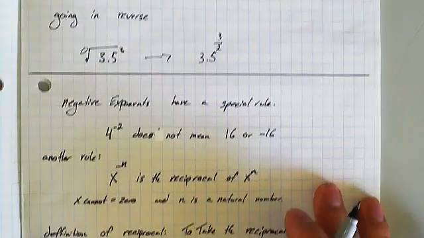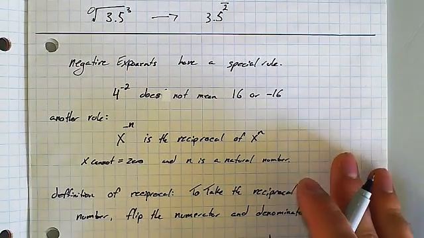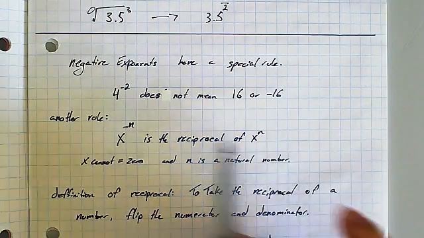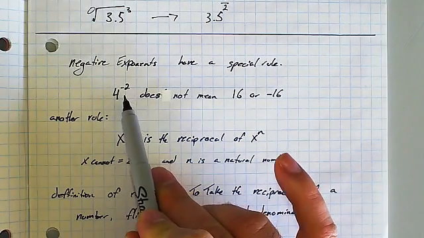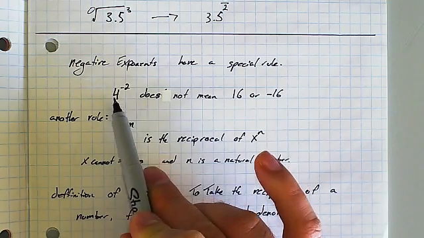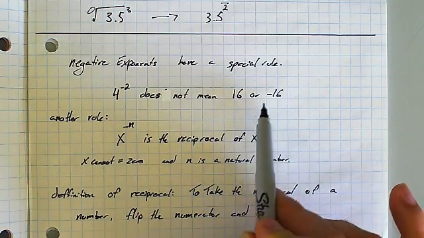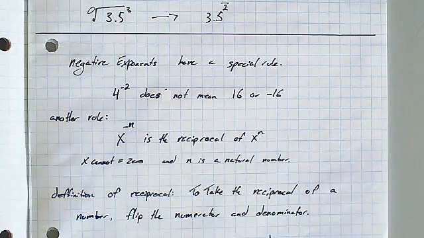When it comes to negative exponents, we have a special rule. It doesn't mean you take the square root of 4 and then just make it negative. That's not what we do. It's going to give you the wrong answer.